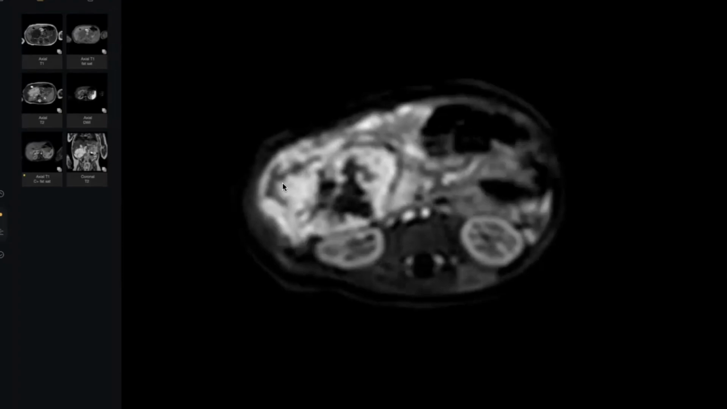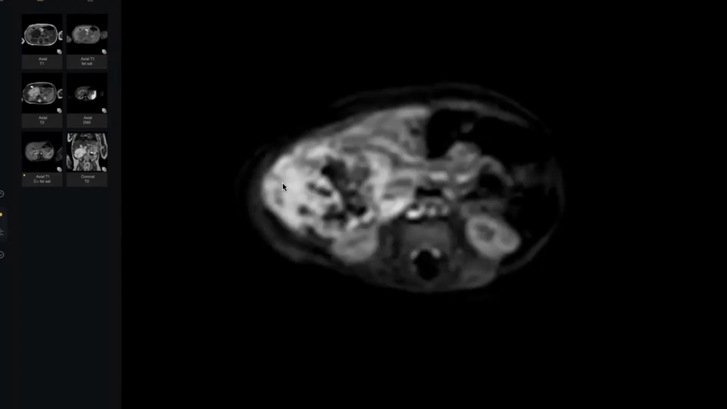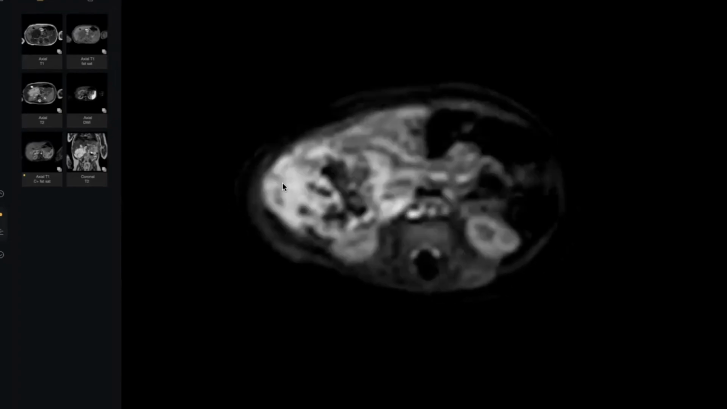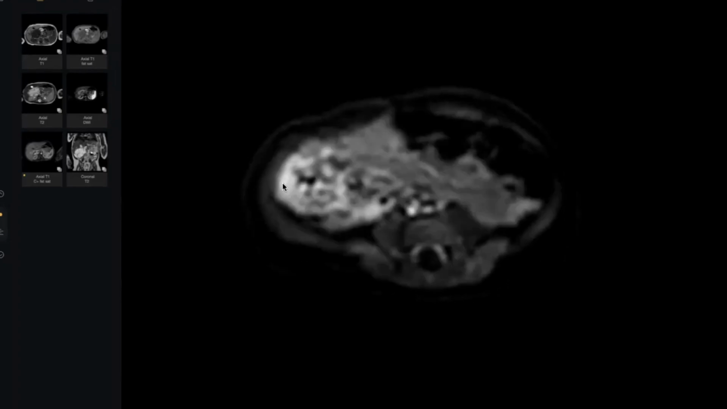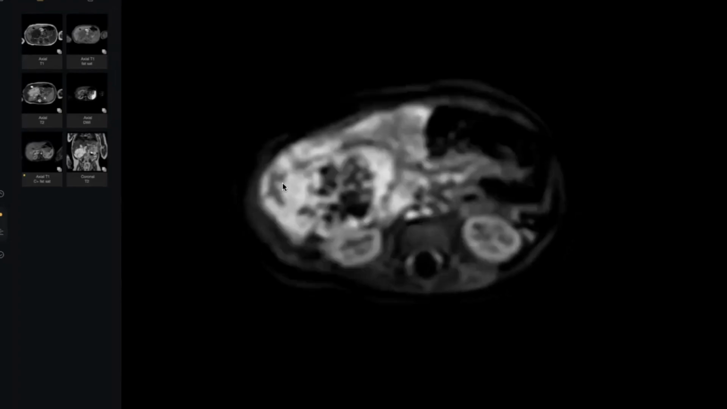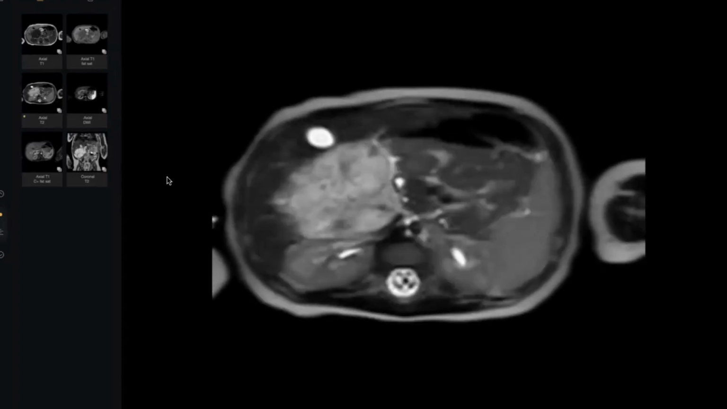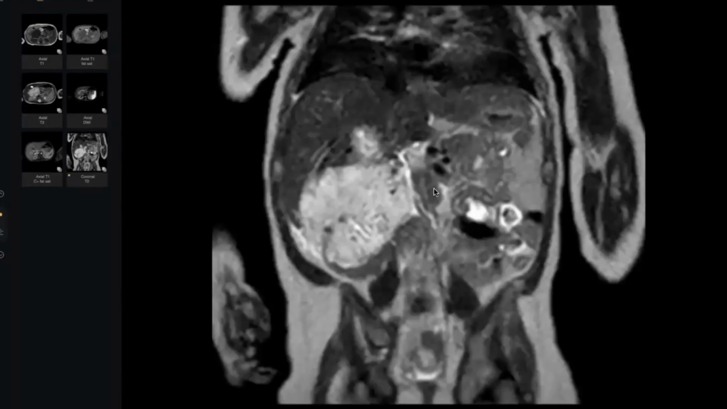Sir, it is showing enhancement along the peritoneum, extending to the anterior abdominal wall. This is the mass itself. Sir, there is a lesser possibility of Wilms tumor because I'm not able to appreciate any claw sign and it is pushing the kidney backward.